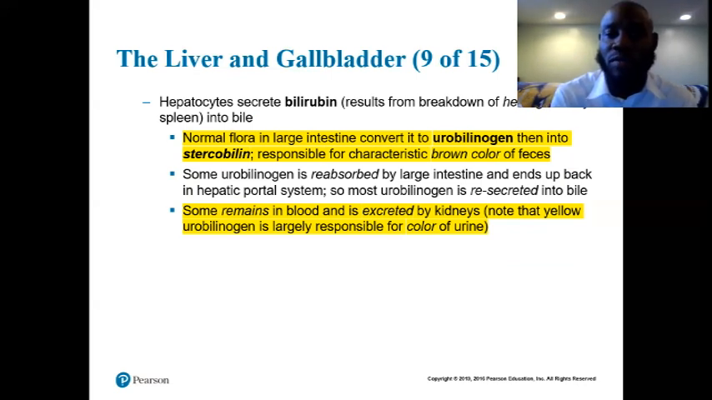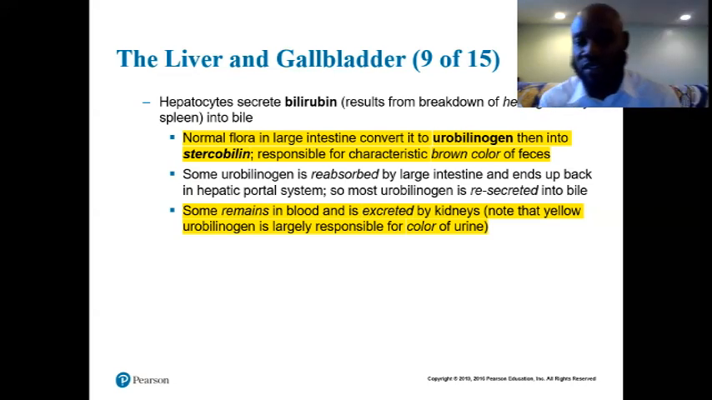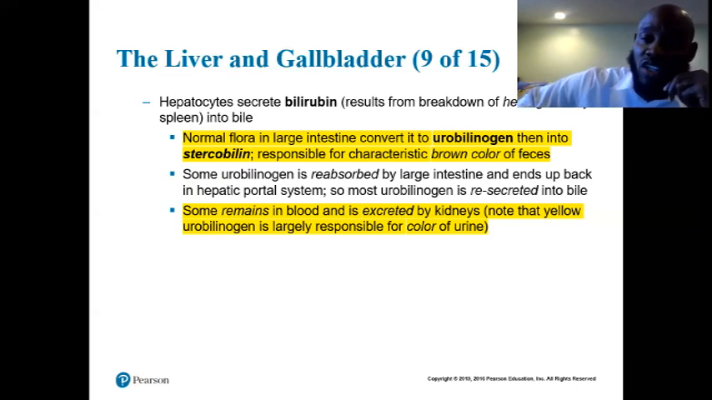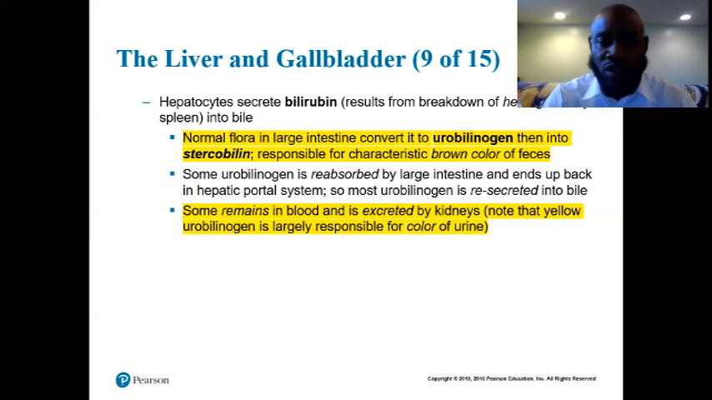All right. So bilirubin, which is from the breakdown of hemoglobin by your spleen, which is when blood cells go to your spleen and get broken up, gets secreted into your bile, which gets converted into urobilinogen, and then into stercobilin, responsible for your characteristic brown color of your feces.